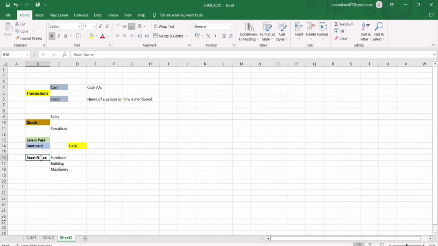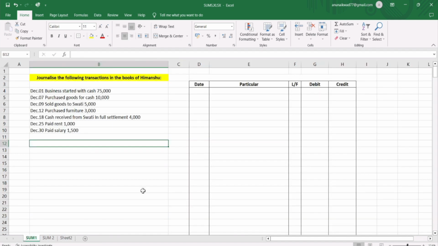When an asset is purchased, like purchased furniture for 10,000, purchased building for 1 lakh, when the asset name is given, we have to consider the asset name for the journal entry, like furniture account, building account, machinery account. So these are a few of the points you have to remember to start recording the journal. Now we will look into these transactions.